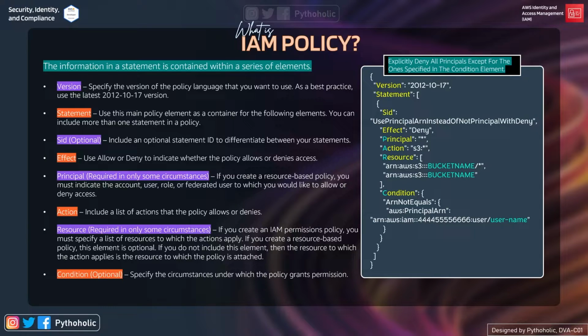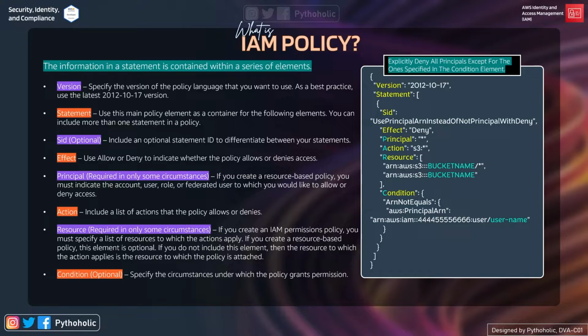So if the effect is deny and the action is you can punch, then I cannot punch you because the effect is telling me that the policy does not allow me to punch you. So you must understand it in that way. One is the effect, which actually allows or denies the request, and the other one, the action, is telling you what action you can perform.